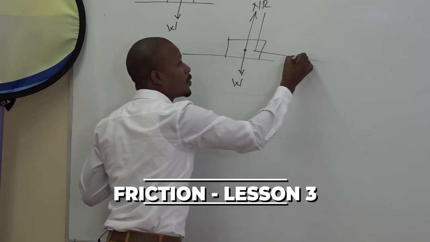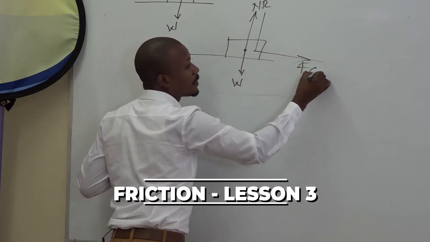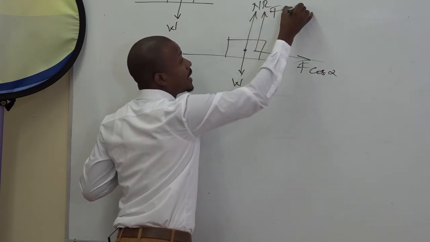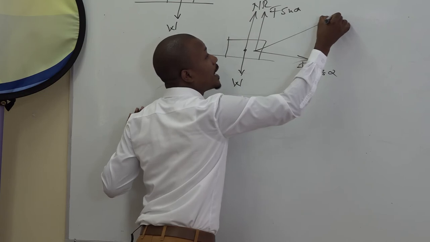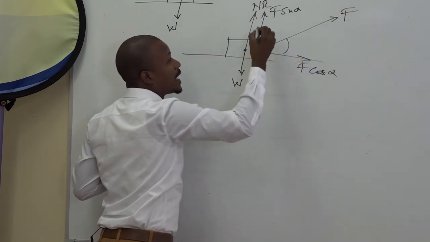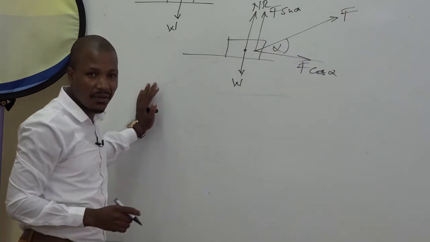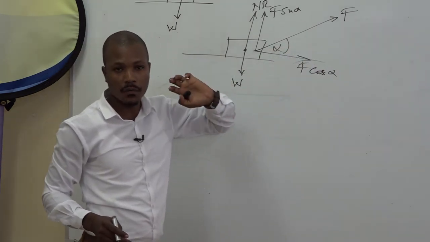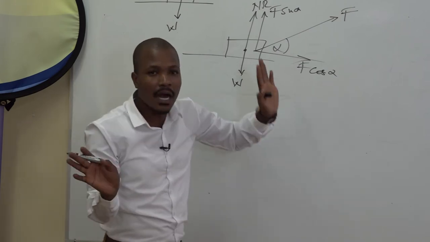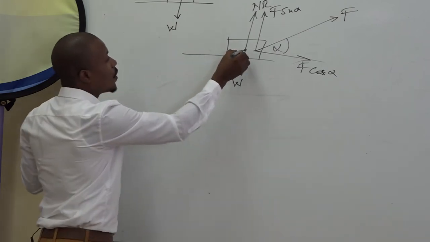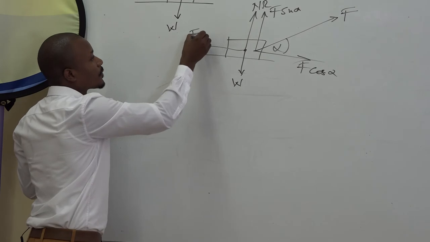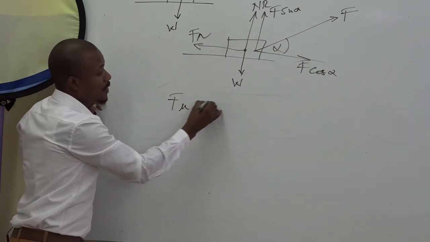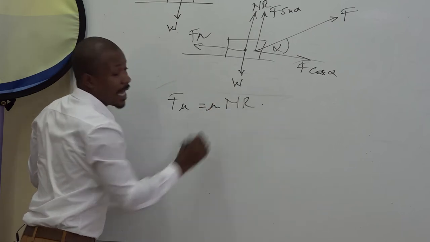If the object is being pulled, we know it's going to move that way. F cos alpha, and then we're going to have F sine alpha. The object is pulled at a force F, making an angle alpha. And they say to you, calculate the value of the force F. How do you go about extracting that equation, knowing that you have frictional force here? You only use the frictional force equation. F is equal to that, right?